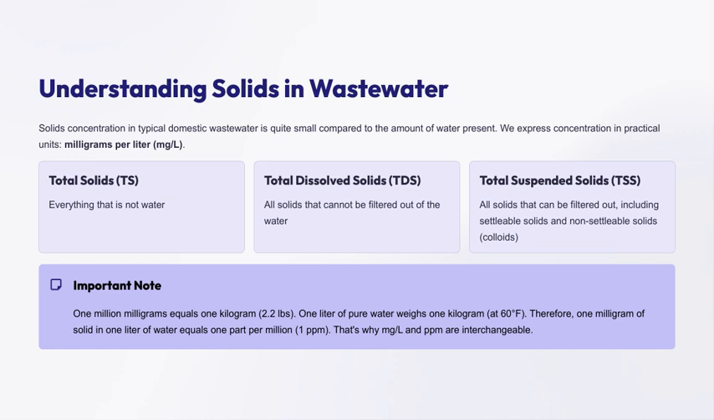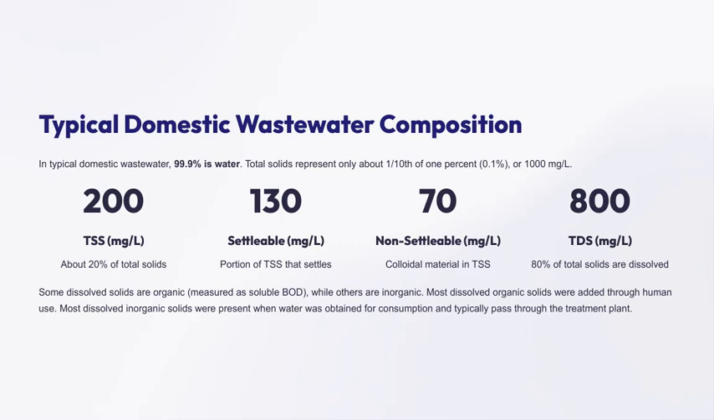Understanding these units and distinctions helps us better analyze and treat wastewater effectively, which ties into the overall goal of improving water quality and public health. Let's take a closer look at the typical composition of domestic wastewater. As you can see, water makes up about 99.9% of what we find in wastewater, which is quite significant.